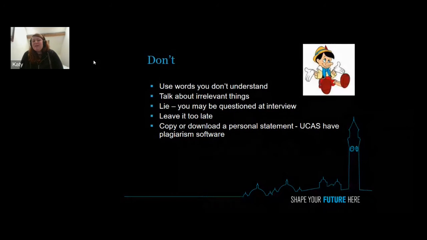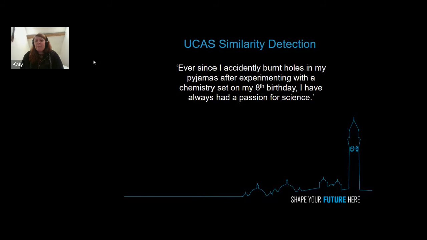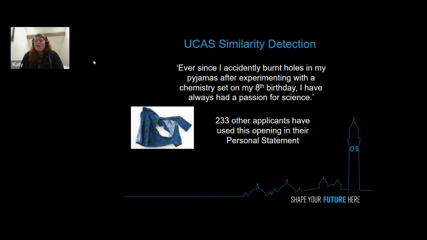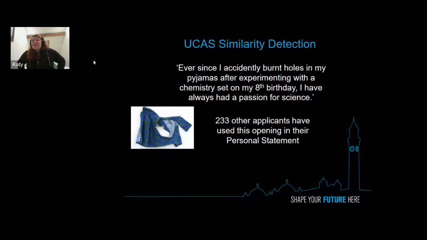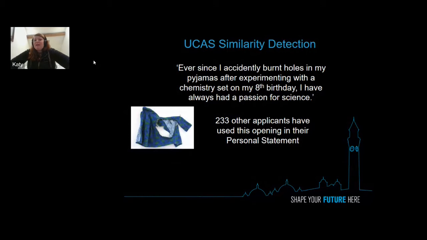And obviously, as I mentioned before, do not copy or download a personal statement, because we do have plagiarism software. And there's a little bit of information here about that. So UCAS similarity detection, this came up in 233 applications: "Ever since I accidentally burnt holes in my pajamas after experimenting with my chemistry set on my 8th birthday, I've always had a passion for science." So there's a lot of people, 233 people, who were experimenting with a chemistry set on their 8th birthday, which could be possible, but very unlikely. So this obviously gets detected.